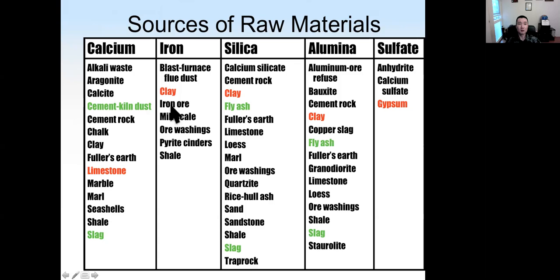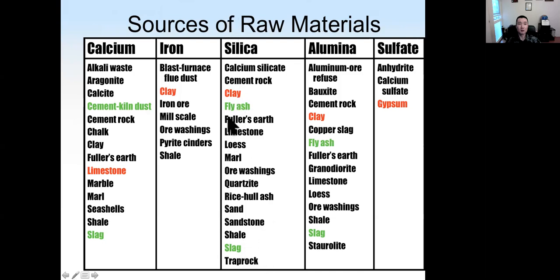The second one is iron. Most likely it will come from clay, the natural source, and also some other sources. We also need the third one, silica oxide, coming from clay.